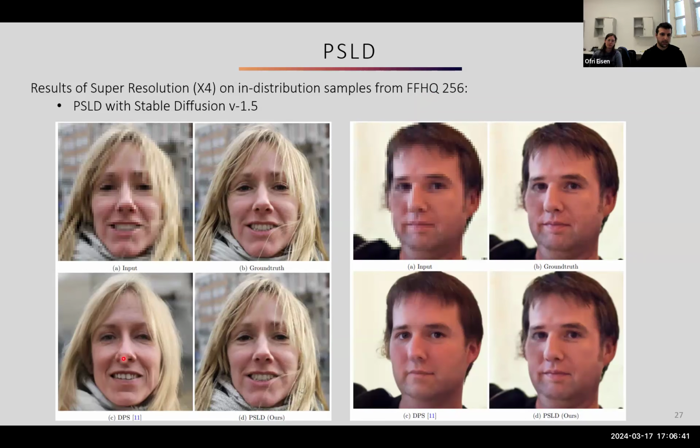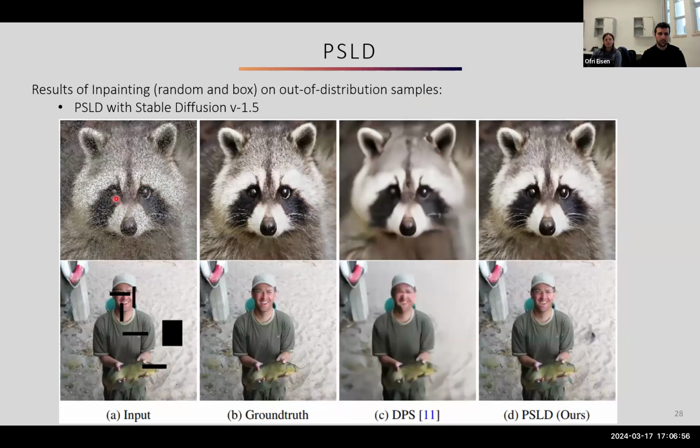And as you can see, DPS gives you some more smooth images, and PSLD, I don't know, it preserves the surroundings better. Here you can see inpainting random on top, and a bit down below you can see just boxes. You can see PSLD again, very nice.